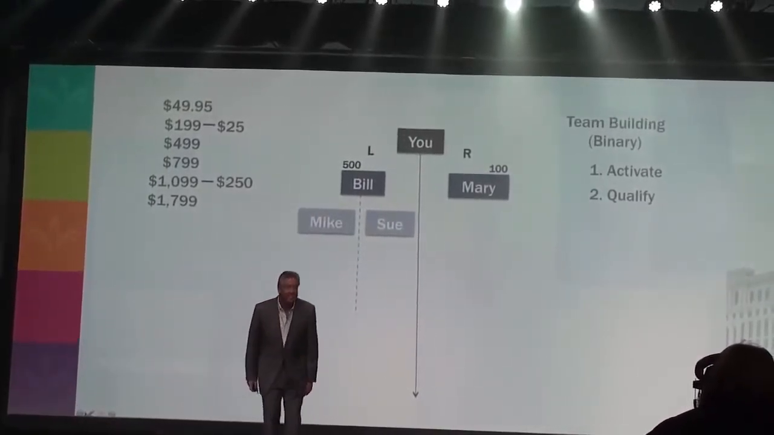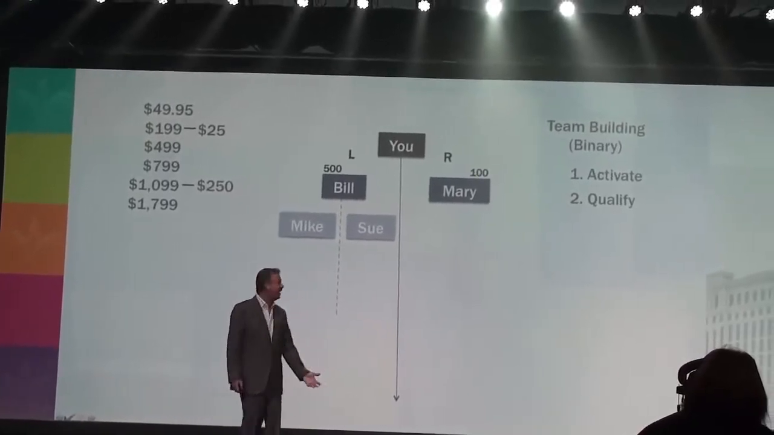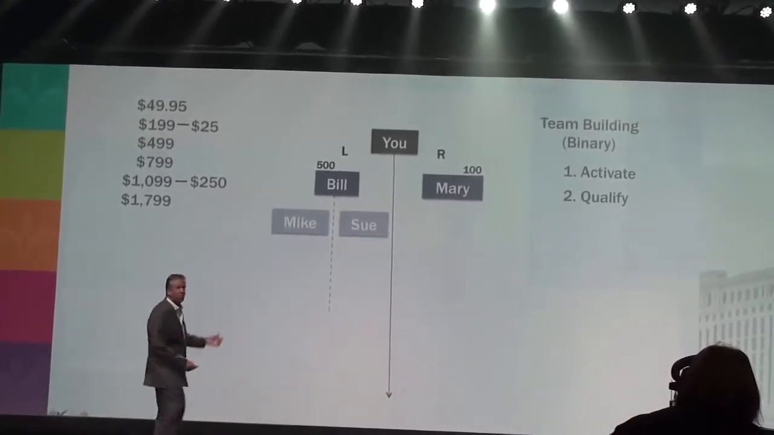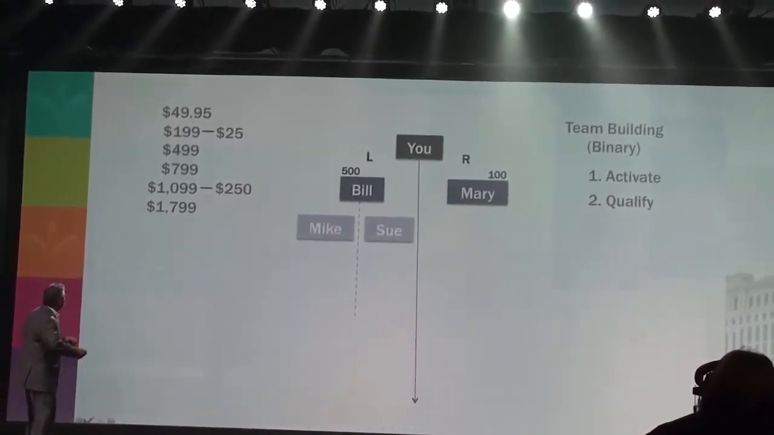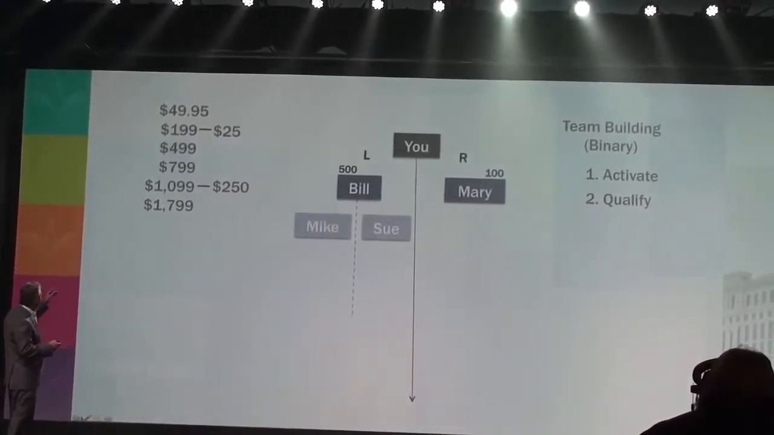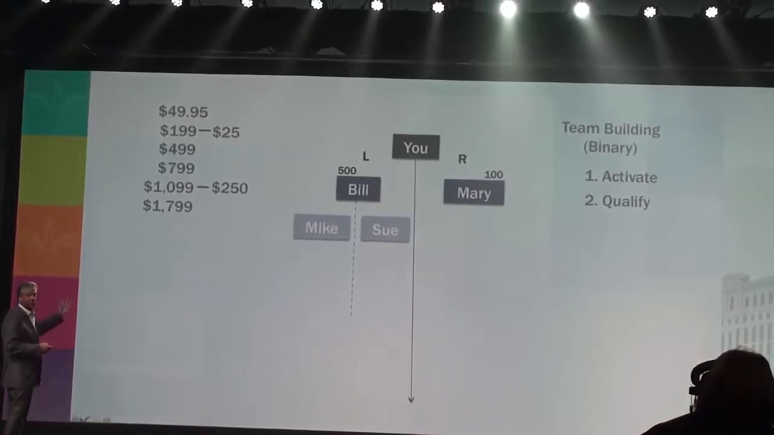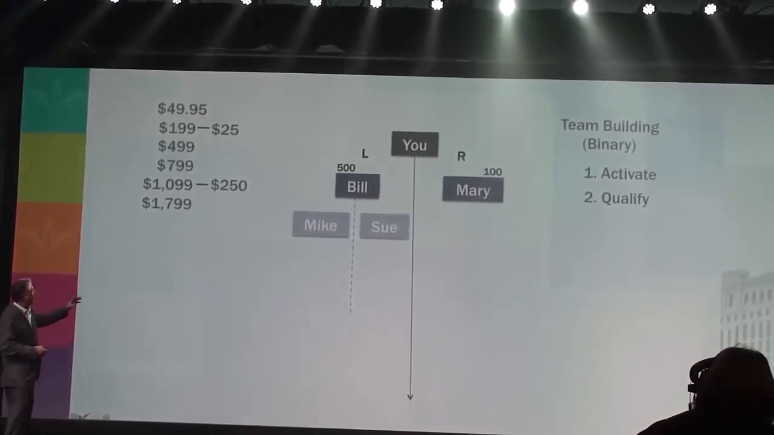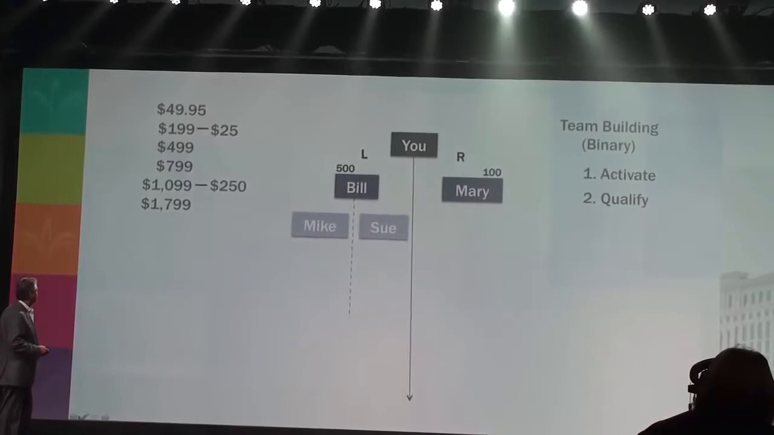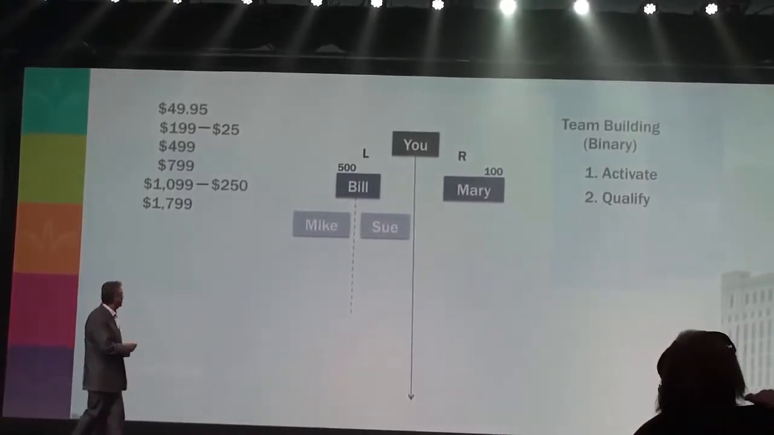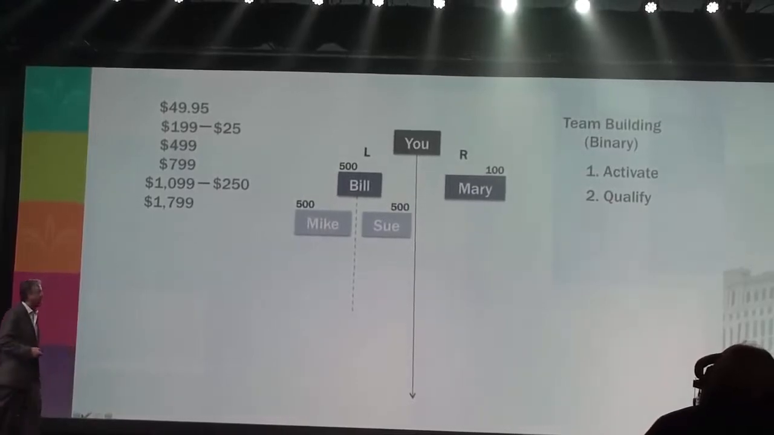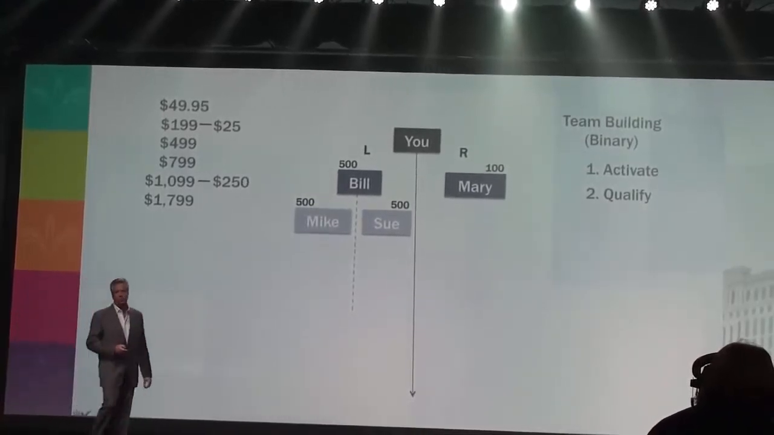Is this a tough business? No, come on. Right? Mike and Sue, they have to activate. So they look over there and they say, you know what? We're going to order the ambassador pack order. So they both order the ambassador pack order for $1,099. Bill makes $250 times 2 or $500, and 500 points goes into the plan for each one of those orders.